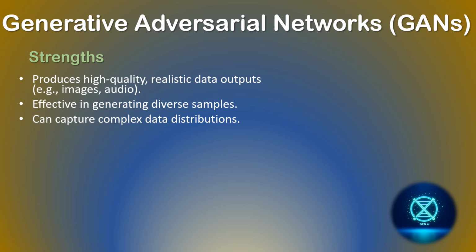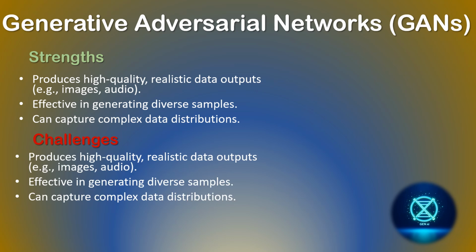Whereas the weaknesses: training can be unstable and requires careful tuning of hyperparameters. That is one of the things we have to consider. Then mode collapse: the generator may produce a limited variety of outputs, failing to capture the full data distribution. Then it is sensitive to the architecture of both networks. This could be a mild weakness of GANs.